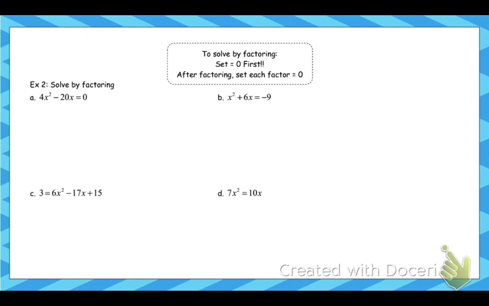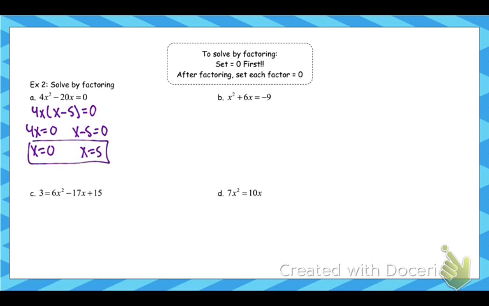Now this one right here, guys, is one of the easiest questions to solve by factoring, and it is one of the most missed because you guys just don't see it. Take the GCF. So your GCF here is 4x. If that 4x comes out, you have two factors. One of those factors is 4x. The other factor is x minus 5. So to get your answers, set each factor equal to 0. So I get that x equals 0 and x equals 5.